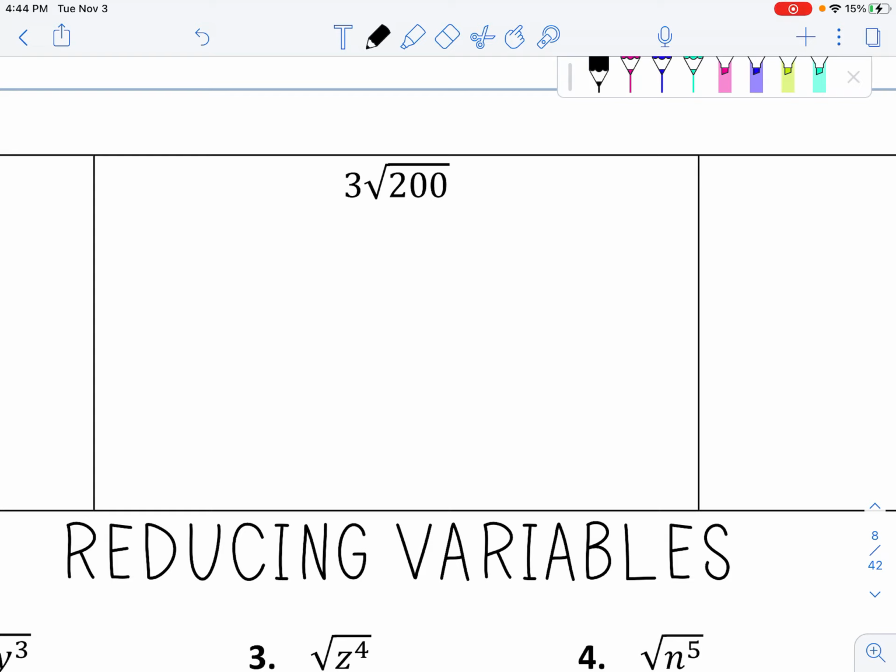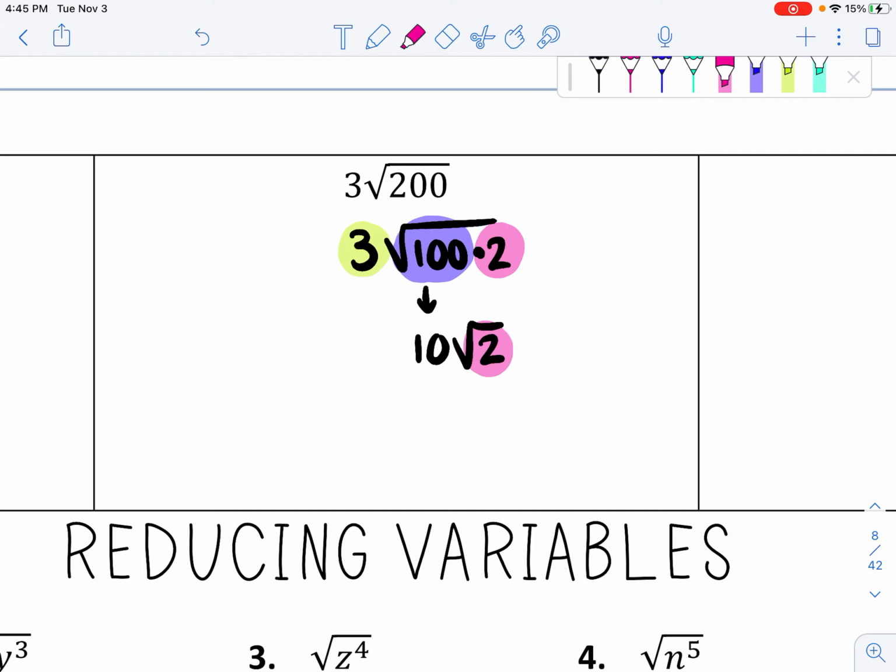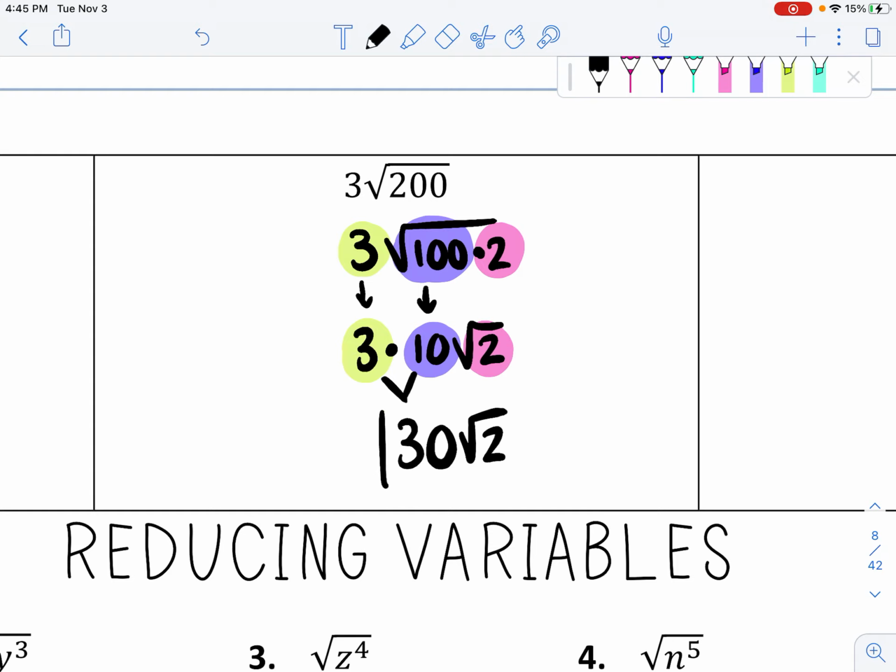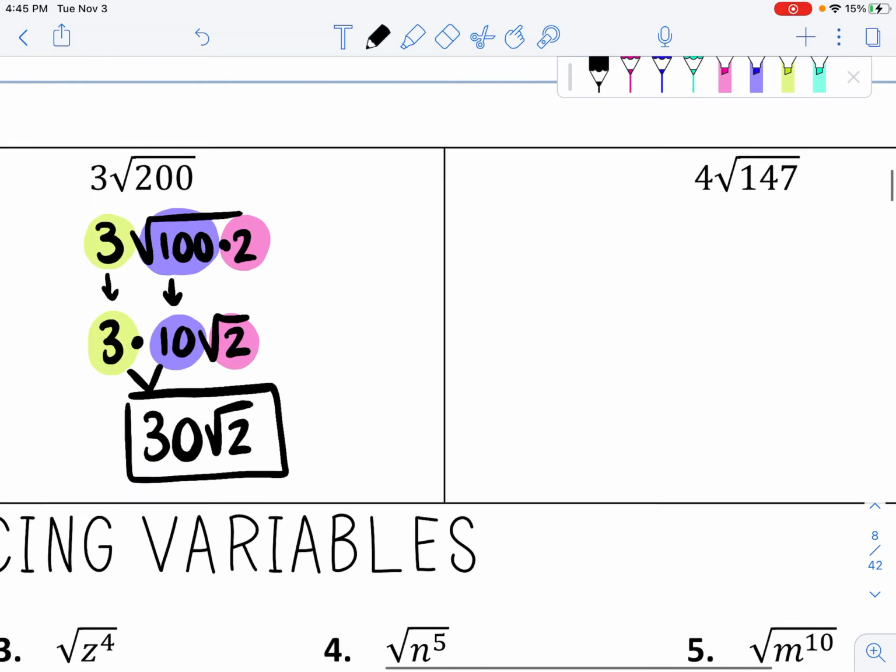Next, 3 square root of 200. Well, the biggest perfect square that goes into 200, hopefully you can recognize, is 100, because that is 100 times 2, with that 3 out front. The square root of 100 is 10, and then the 2 is trapped. So I get 10 square root of 2, but I already had that 3 out front, so I have to multiply that to the 10. So 3 times 10 is 30. So this gives me 30 square root of 2.